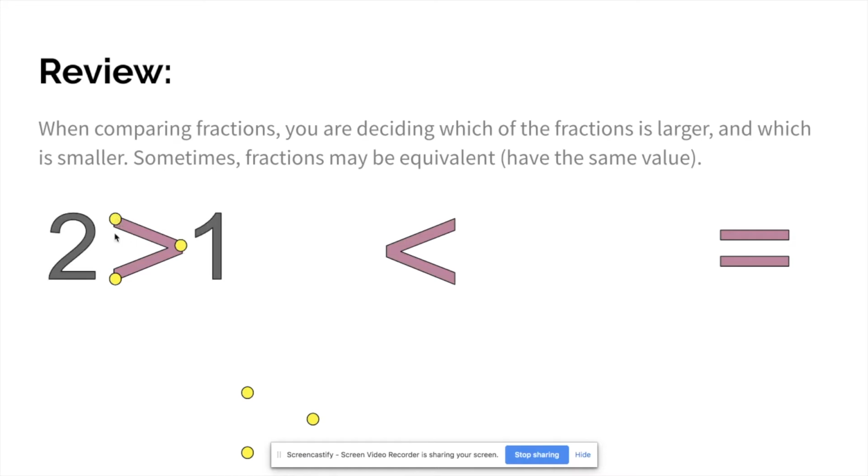Or in other words, 2 is greater than 1. The side with 2 dots should be pointing to the larger number. The side with 1 dot should point at the smaller number. In this situation, we see that 1 dot is on the left side and 2 is on the right side. So this is saying that 1 is less than 2. All right, I hope that makes sense.